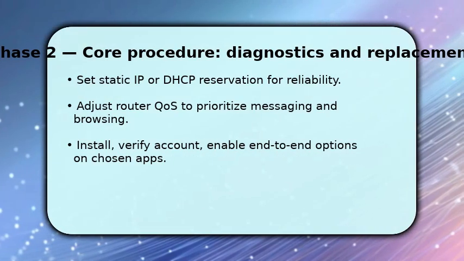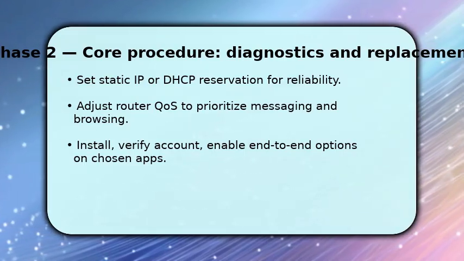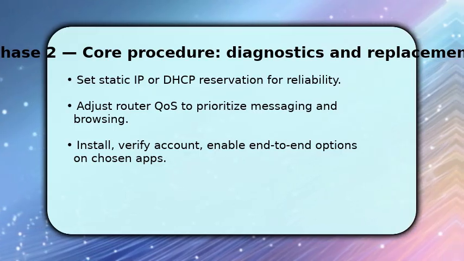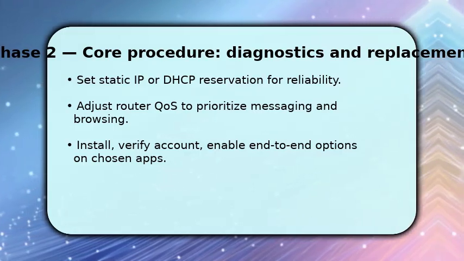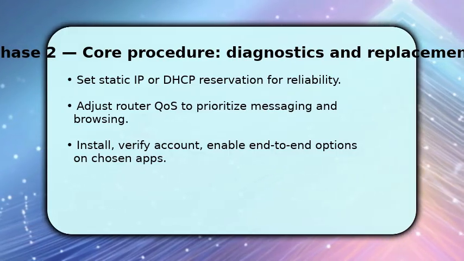Now configure the network so your device stays connected. Assign a static IP or DHCP reservation, which prevents drops during reboots. Then, adjust router configs to prioritize messaging and essential browsing traffic so latency stays low.